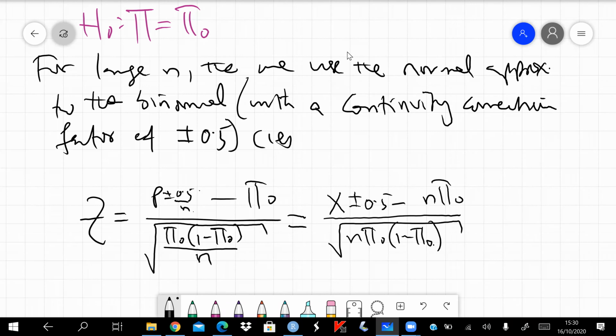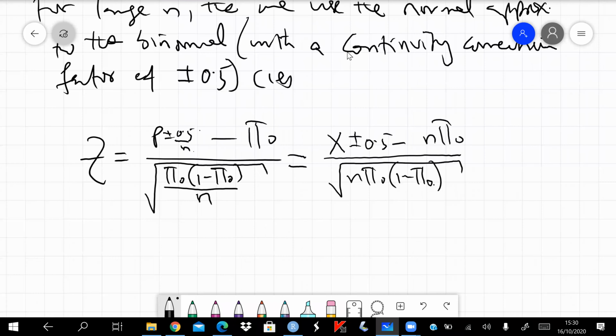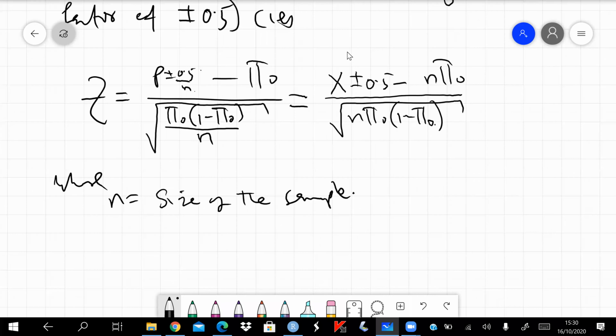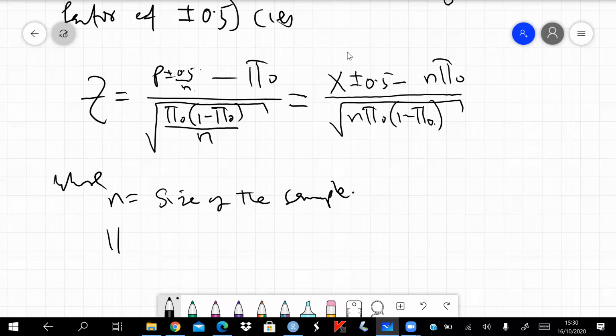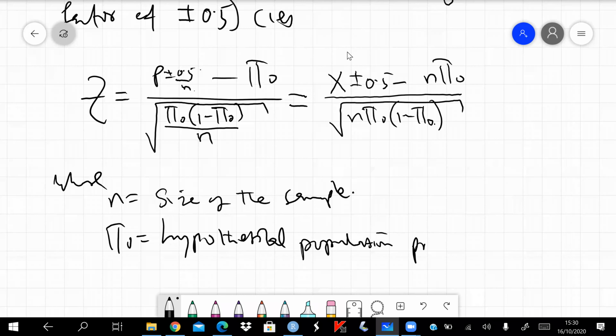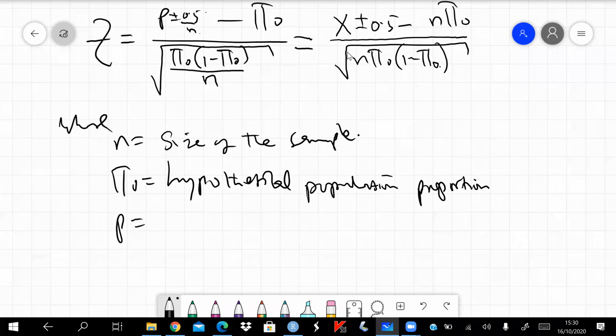I'm going to explain p, or the number of successes. So let me say that where n is the size of the sample, then pi naught is the hypothetical population proportion. Then P is the sample proportion.